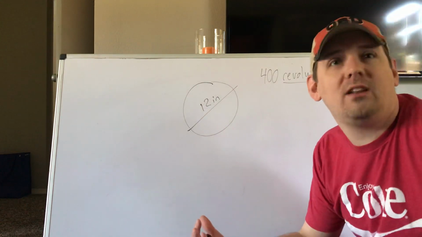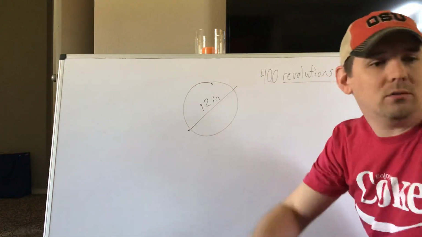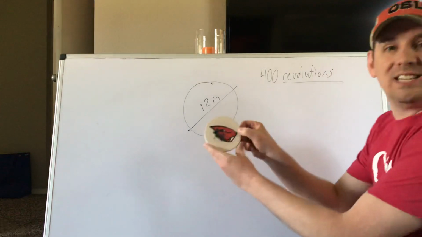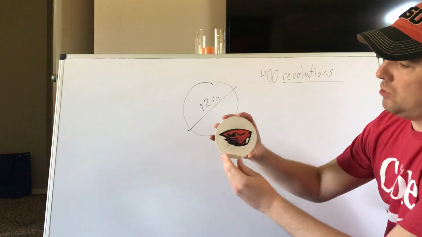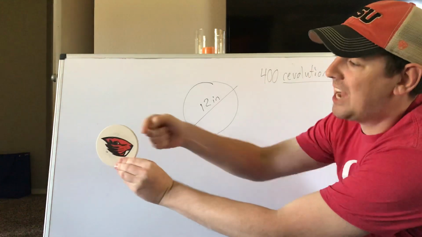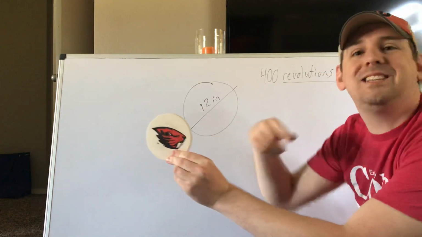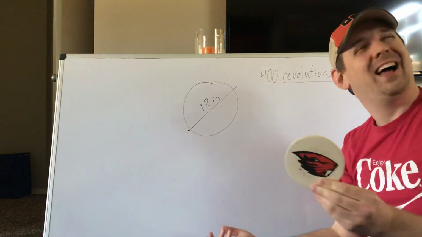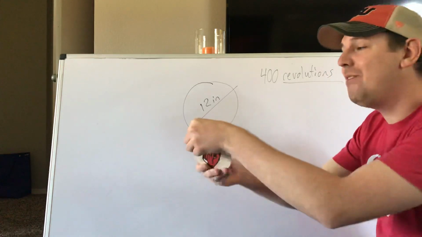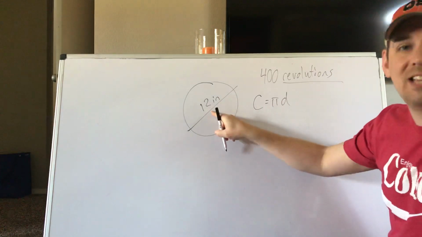Good, I gave you some think time there. A revolution is a rotation. That's one time around. So imagine this is a tire, and the tire turns one time around. Notice how the tire actually moved a distance. Around is its circumference. So we're going to find the circumference of this tire.